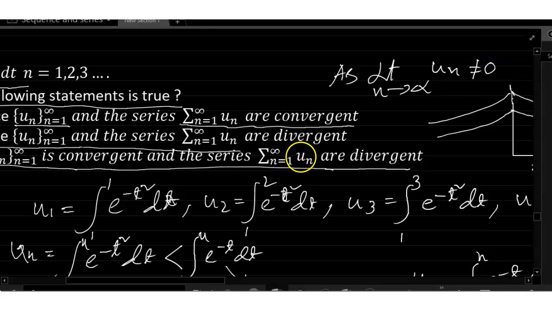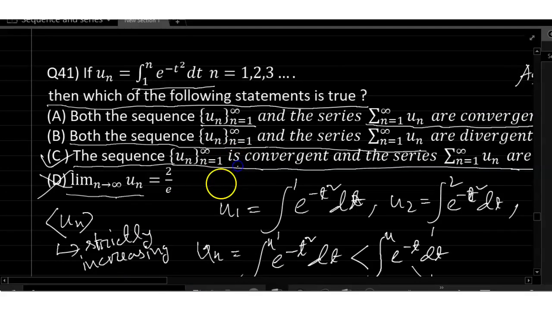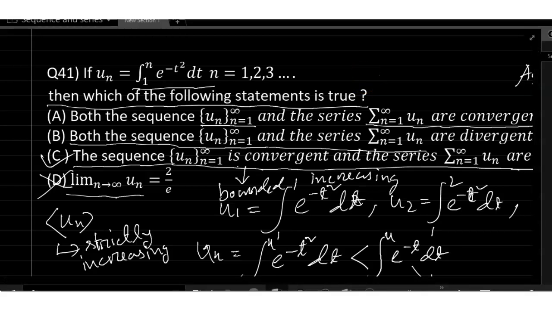So the series Un is divergent, but the sequence is convergent because the sequence is bounded and increasing. So every bounded increasing sequence is a convergent sequence. I hope I can. Yeah.